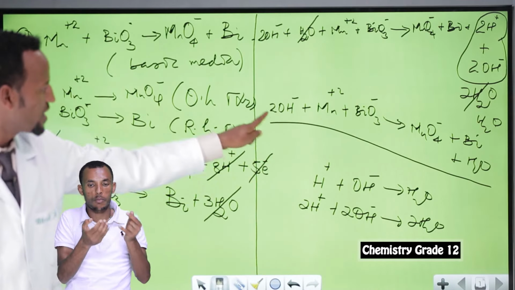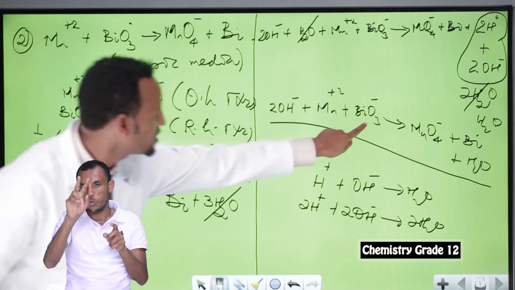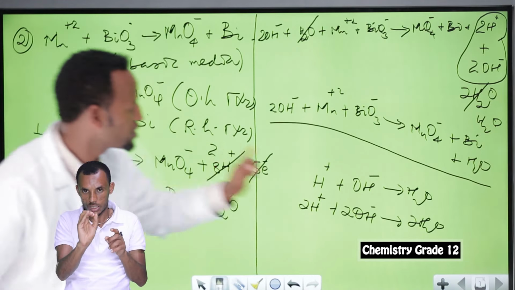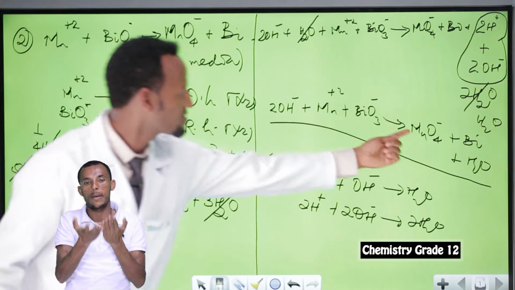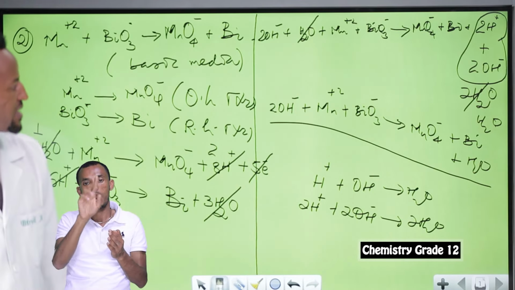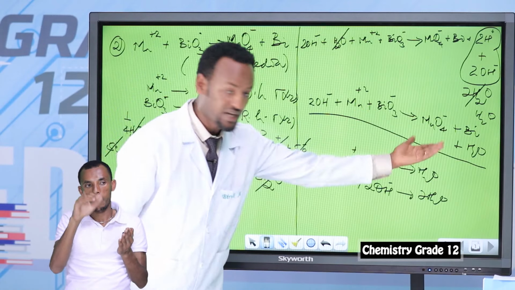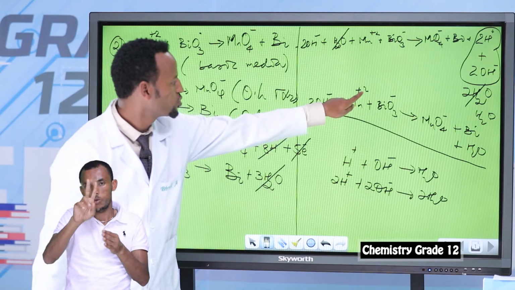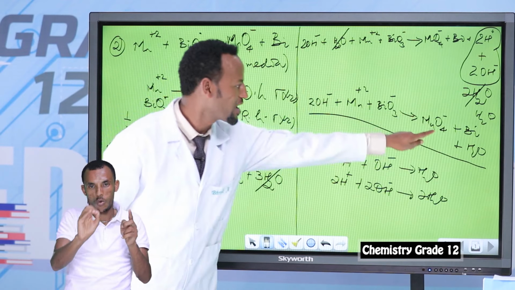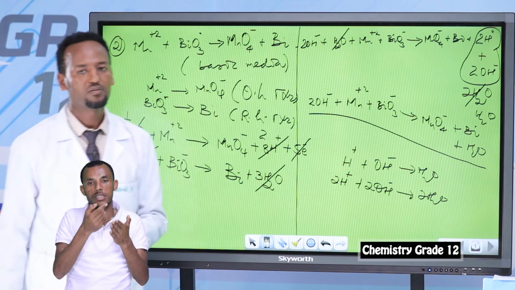Finally, check this one: 2 oxygen, here 3 oxygen, 5 oxygen, 4 oxygen plus 1 oxygen. Already oxygen is balanced. 1 manganese, 1 manganese. Manganese is balanced. 1 Bi, 1 Bi. Bismuth is balanced. Finally, look at the charge. 2 minus, 2 plus, 0, 1 minus. Already 1 minus. This equation is balanced.